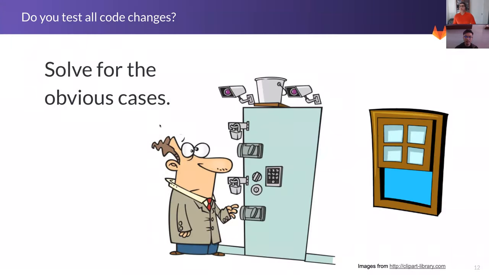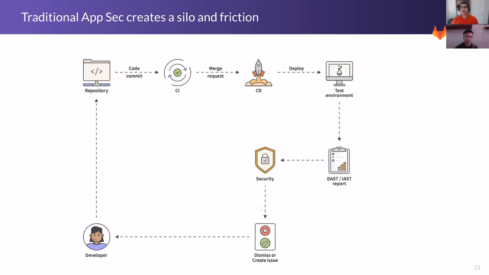So what's the reaction to that exposure? Let's solve for the obvious cases. This is a typical security and development lifecycle. I'm a developer. I send my code to a repository. From there, it goes through continuous integration, then continuous delivery, and is deployed to a test or staging environment, maybe production.